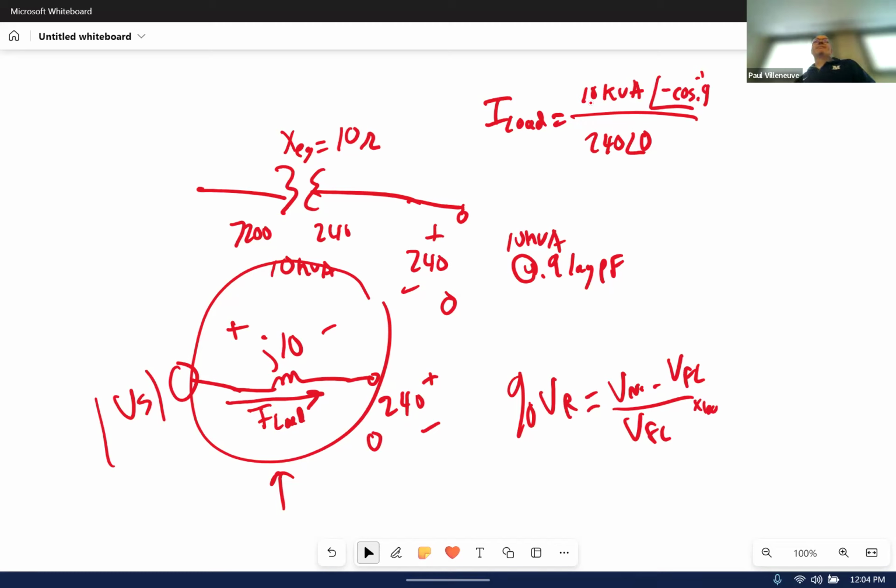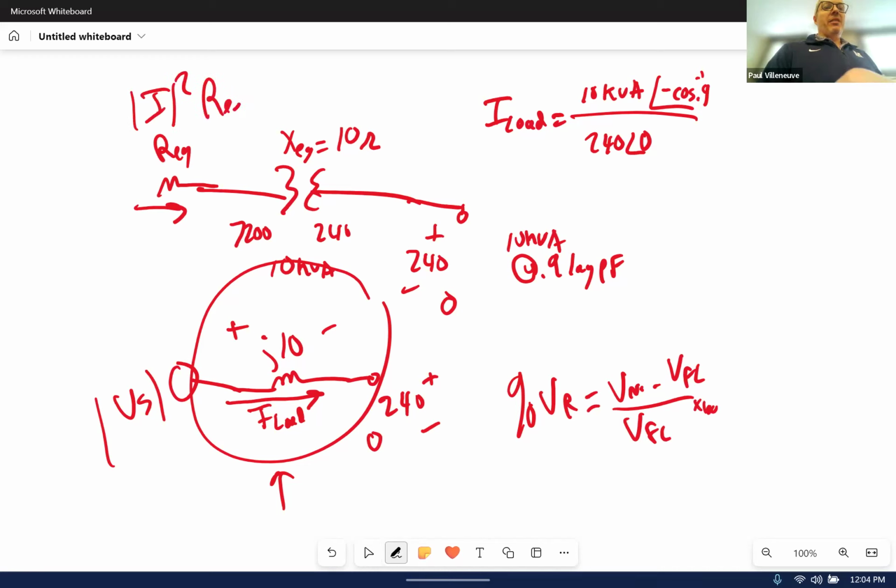We also have to do copper loss. If I have an R equivalent here, the copper losses is just the magnitude of I squared times R equivalent. So once you know what the current is, just take the magnitude, square that, and multiply that by R. Copper losses is the winding losses essentially. We're not going to have a problem with core loss, right? No, because normally they'd be given to you.